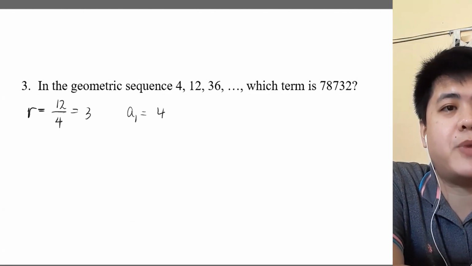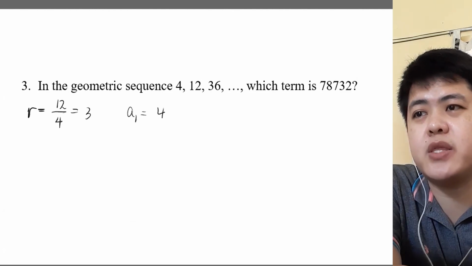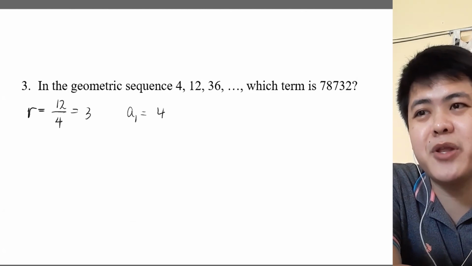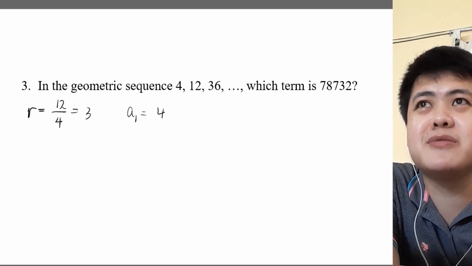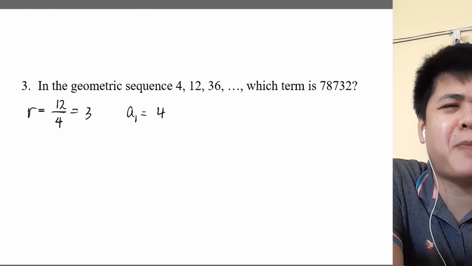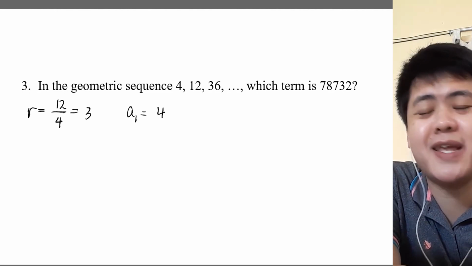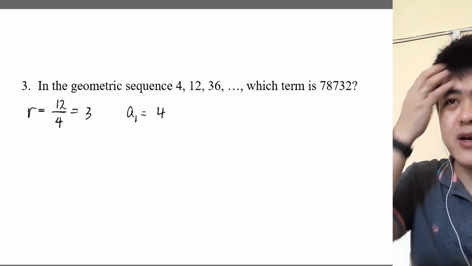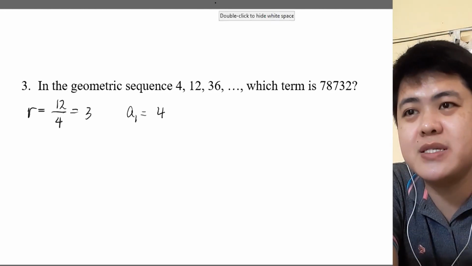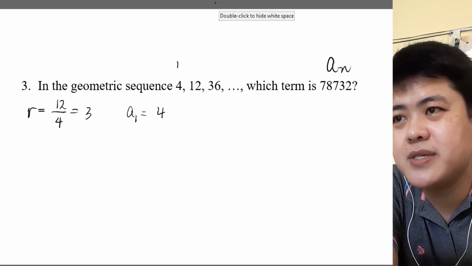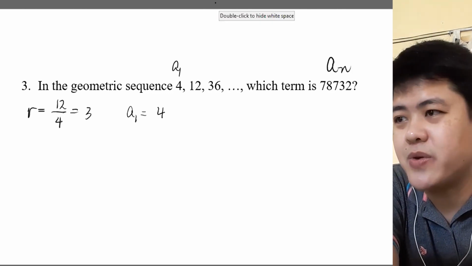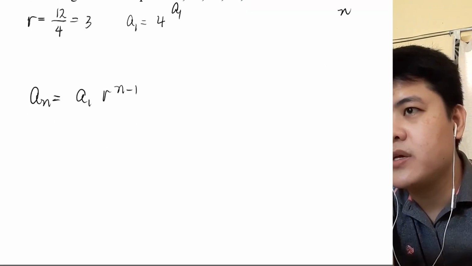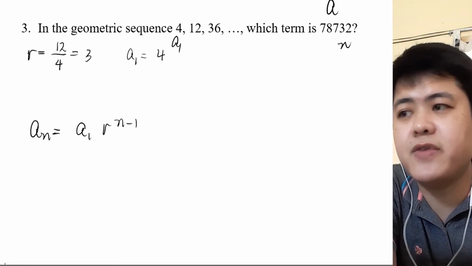We'll be using the formula for the nth term of the geometric sequence to get the value of n, which will give us which term it is. What do you call that in English? Comment down below. So we have to solve for n to determine which term 78,732 is. Let's substitute. This is your a sub n, your a sub 1, and your common ratio is 3. So a sub n is equal to a sub 1 r raised to n minus 1. So a sub n is equal to 78,732.